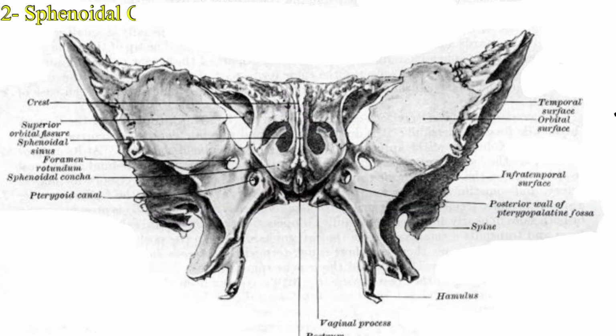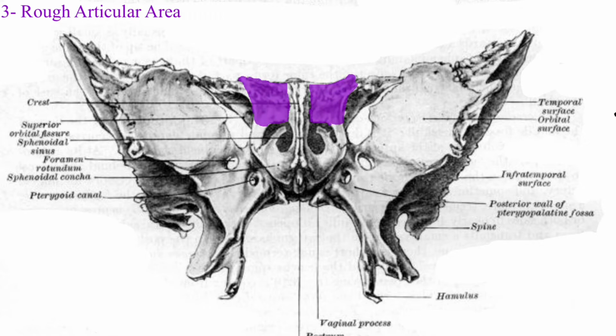Number 2. The sphenoidal concha. As I told you before, the sphenoidal conchas are also visible on the anterior surface of the body. Number 3. Rough articular area. These two are the rough articular areas, and they come in contact with the respective labyrinth of the ethmoid bone.